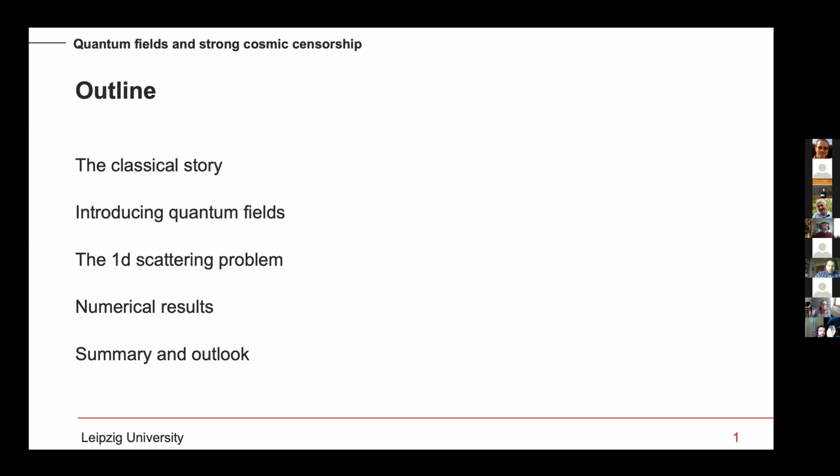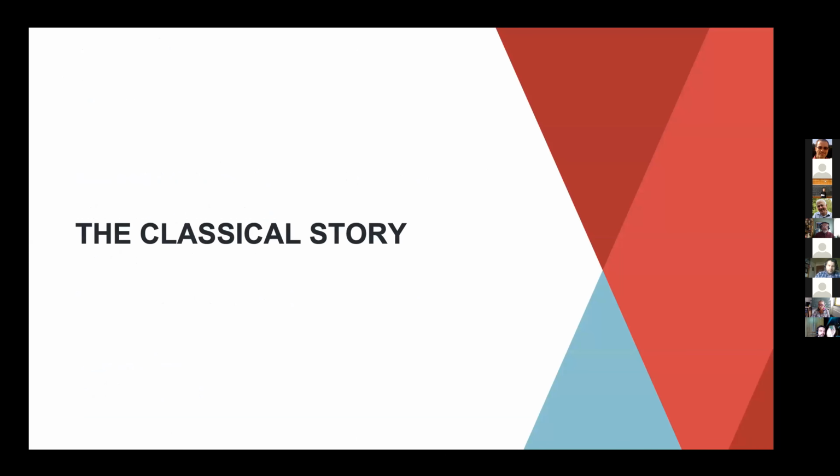Okay. So let me give you a brief outline of what I'm going to speak about today. I will first give you a short introduction into strong cosmic censorship, the classical story. I will then tell you what happens if you introduce quantum fields into this picture. The third and fourth section will be the main results of our work. And then finally, I will give you a summary and hopefully also a short outlook on some more recent results. Okay, so let's start with a classical story.